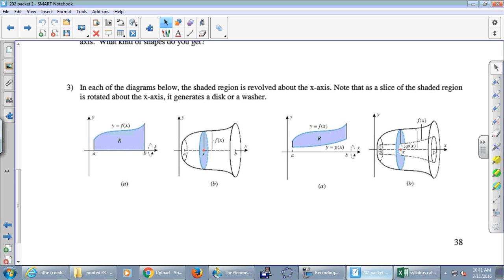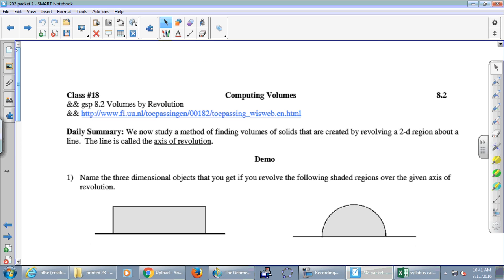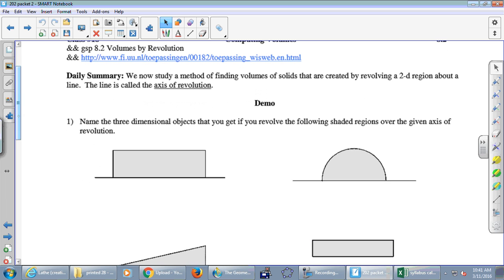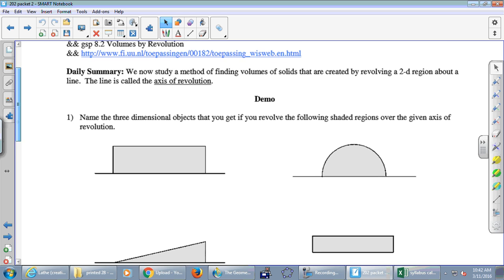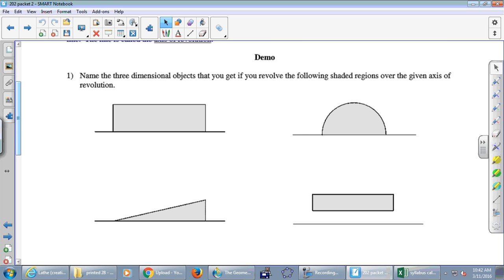Okay, so at the top of page 38, our daily summary. We now study a method of finding volumes of solids that are created by revolving a 2D region about a line. That line is called the axis of revolution. Let's take a look at the pictures here in number 1. It says, name the 3-dimensional objects that you get if you revolve the following shaded regions over the given axis of revolution. So we'll do these real quick, but you're going to take that rectangle and you're going to spin it, not just reflect it, but spin it all the way around that line.